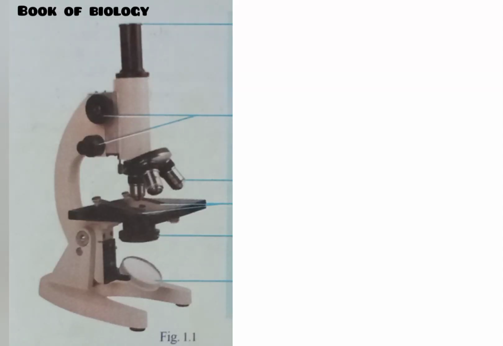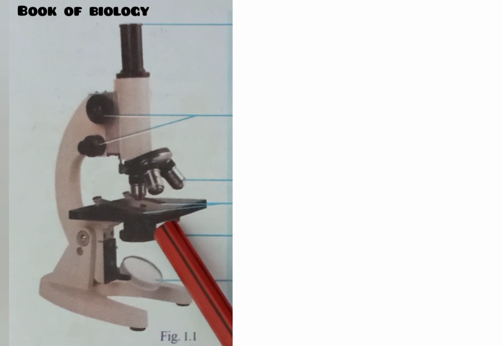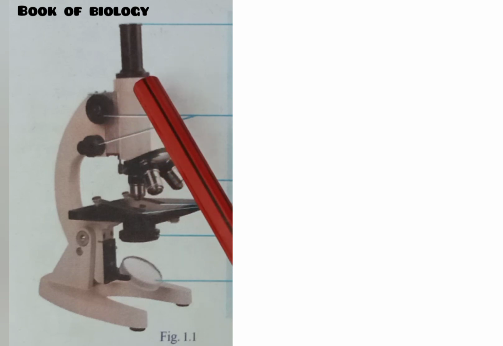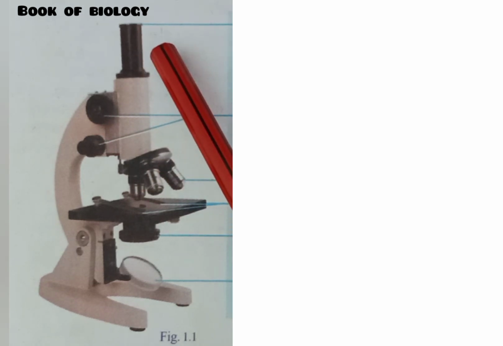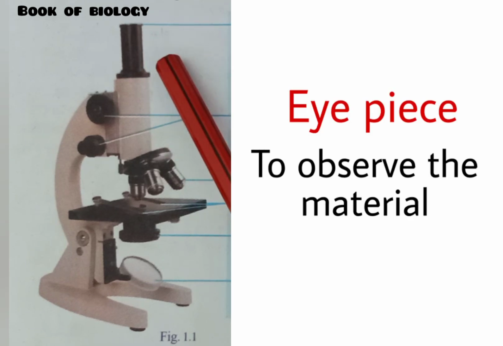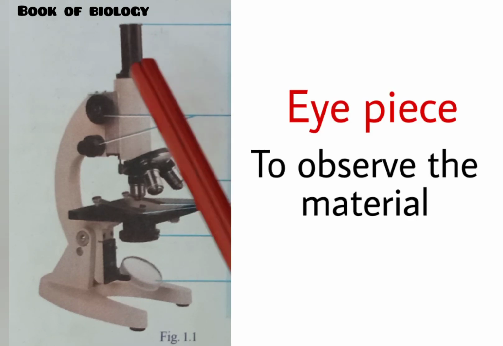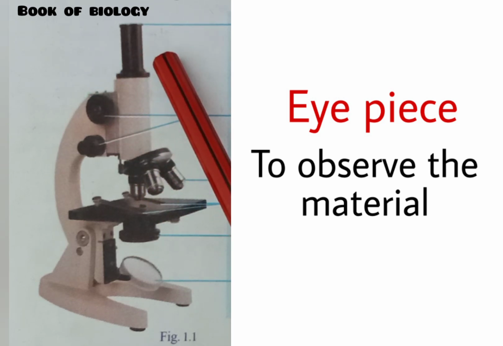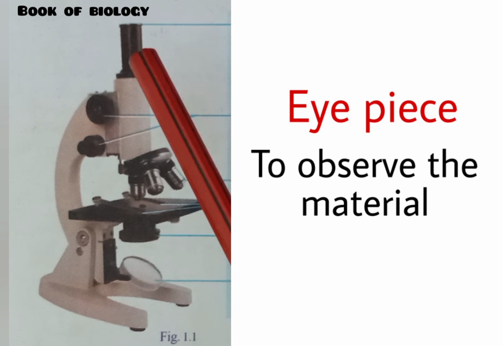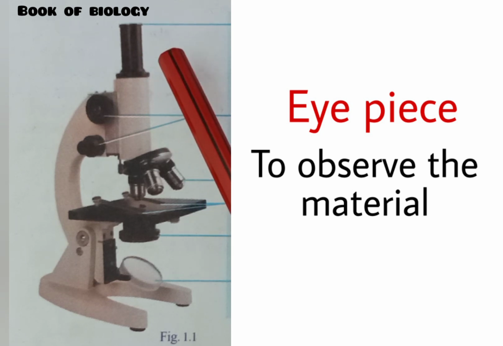So we kept the material on the stage and we clipped it. Now we need to observe the material. How can we observe the material? For that we can use the eyepiece. So eyepiece contains a lens which helps us to see the material on the slide. So eyepiece is helping us to observe the material.